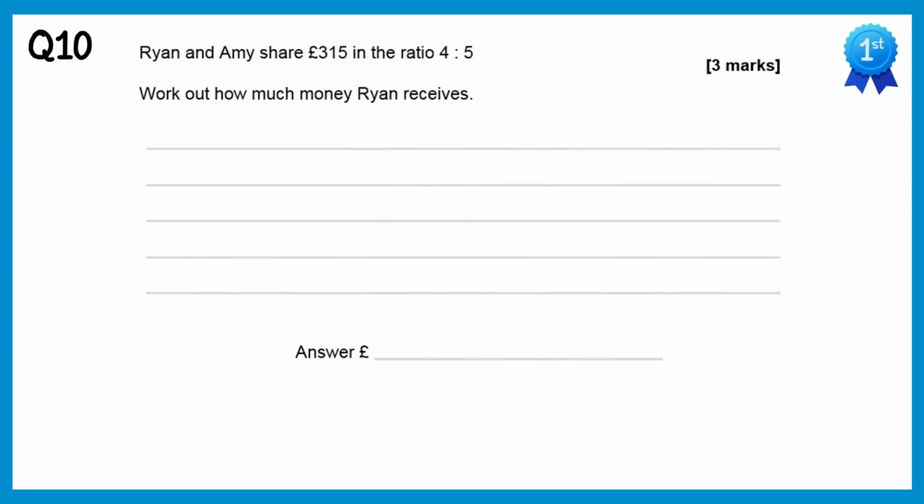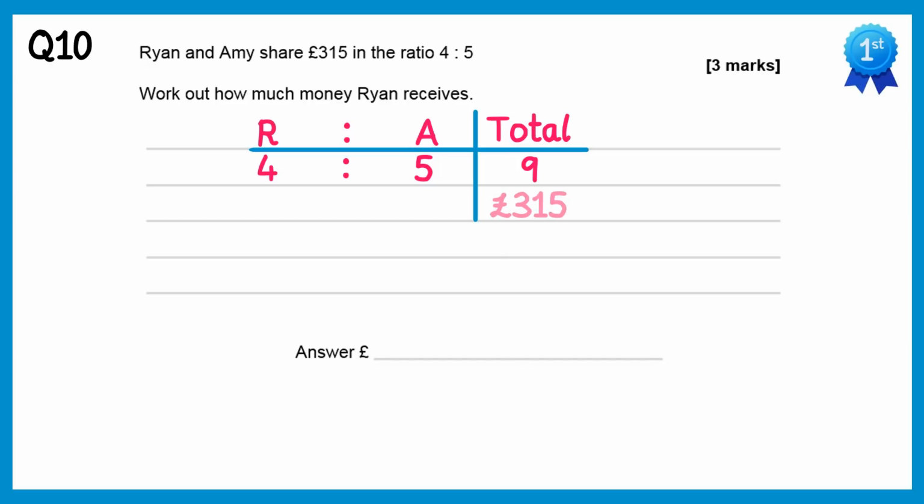For this question, I like to draw a table. So we'll start with Ryan and Amy, who share their money in the ratio 4 to 5. We can then draw the table, making space for a total column. The total amount of ratio parts is 9, since 4 add 5 is 9. We then look at the other numbers in the question. We have £315. That's the total amount of money, so I'll write it underneath the total column.